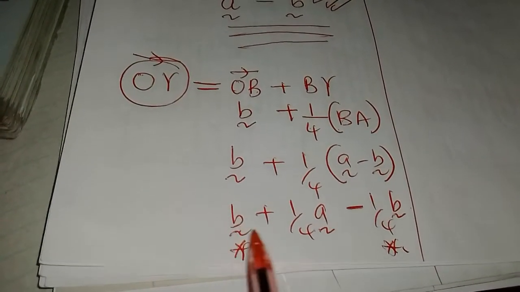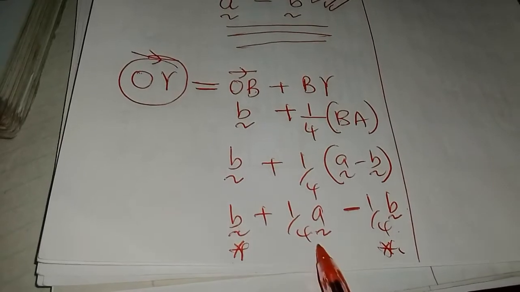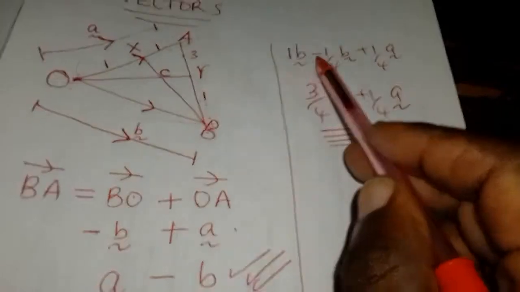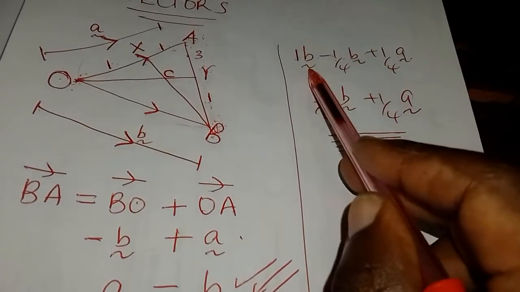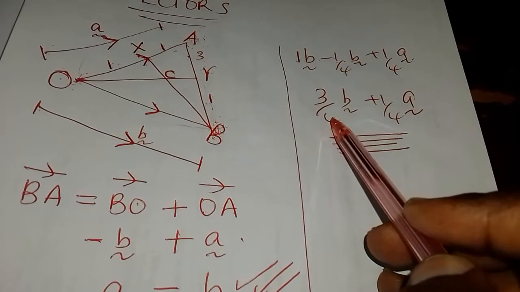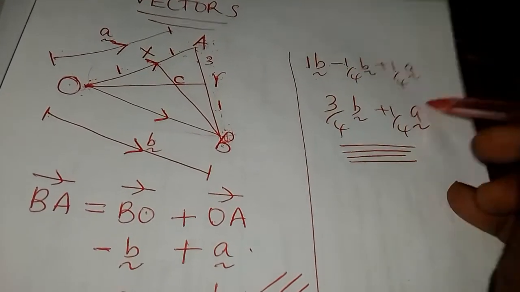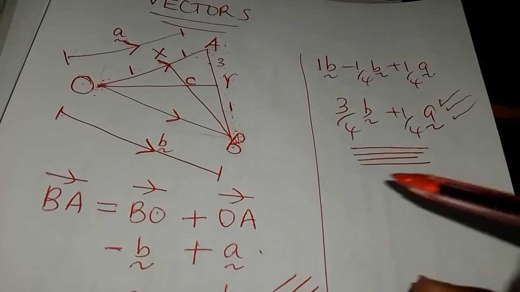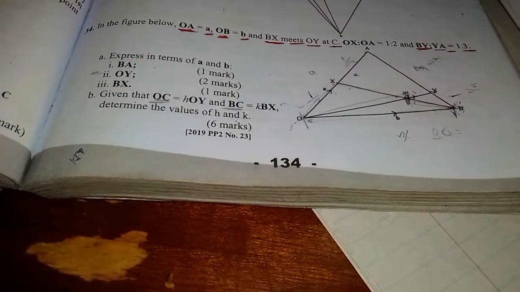So B minus a quarter B plus a quarter A. It's like 1B minus a quarter B plus a quarter A. 1B minus a quarter B is 3/4 B. Then a quarter A comes as our final answer in that case. So the last part is asking us to get vector BX. That's Roman 3.